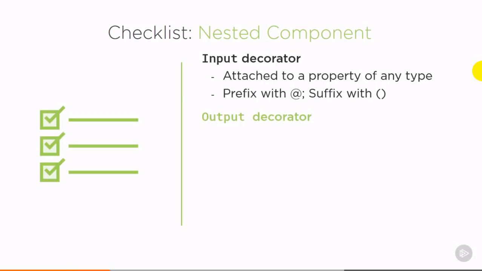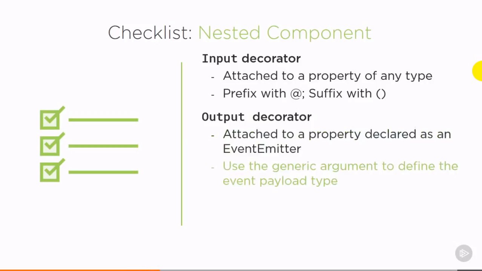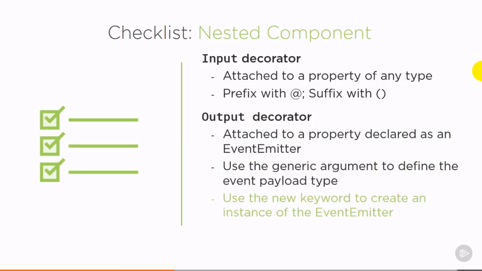Decorate a nested component property with the output decorator anytime it needs to raise events and optionally pass information back to its container. Only properties of type EventEmitter should be marked with the output decorator. Use the EventEmitter's generic argument to specify the type of the event payload. And use the new keyword to create an instance of the EventEmitter. Don't forget the @ prefix, and since the output decorator is a function, suffix it with open and closing parentheses.